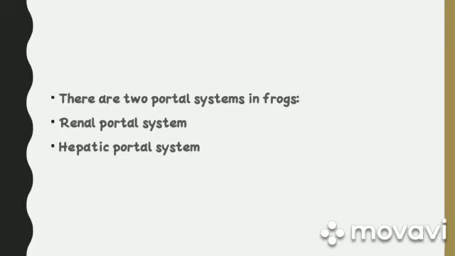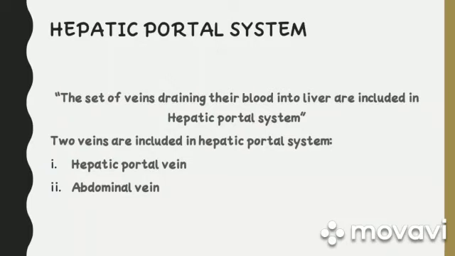Students, set of veins which collect the blood from one organ and discharge it into another organ are called portal veins. So there are two portal systems in frog: renal portal system and hepatic portal system. At first we have hepatic portal systems. Students, remember that hepa means liver. Whenever the word hepa comes, it means it relates to liver. So hepatic portal system relates to liver.